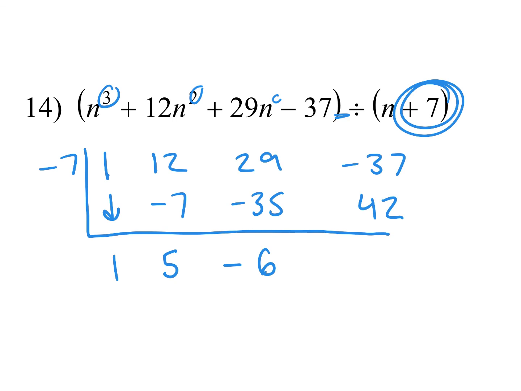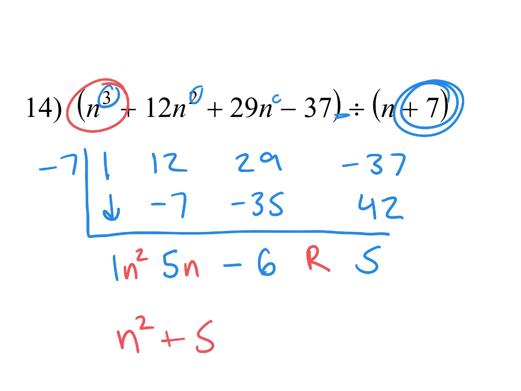So 5. Then if my answer starts with n to the third power, what does my question start with? N cubed. N squared. And then what's the last number? Remainder. So our answer would be n squared plus 5n minus 6, remainder 5.